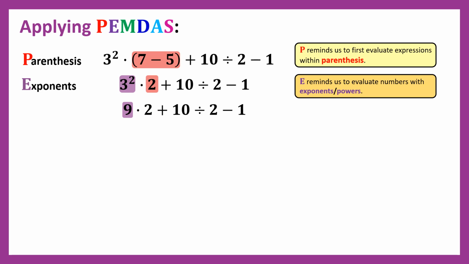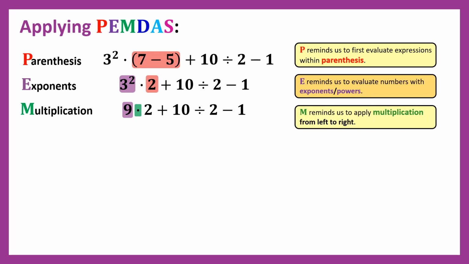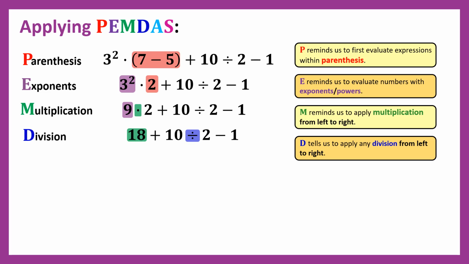of 9. The following letter is M for multiplication. So let's identify what part of the expression has multiplication. And here we see that the multiplication sign is in between the 9 and the 2. So the M reminds us to apply multiplication from left to right, which means we're going to be multiplying 9 times 2. That gives us an answer of 18. The following letter is D for division. So let's identify what part of the expression has division, and we see that the division sign is in between the 10 and the 2. So the D tells us to apply any division from left to right. So 10 divided by 2 gives us an answer of 5.